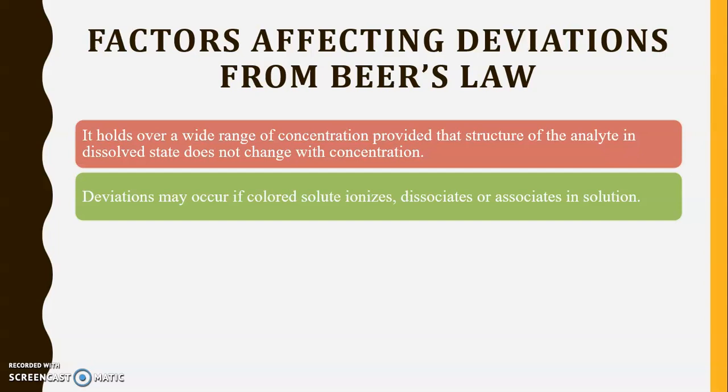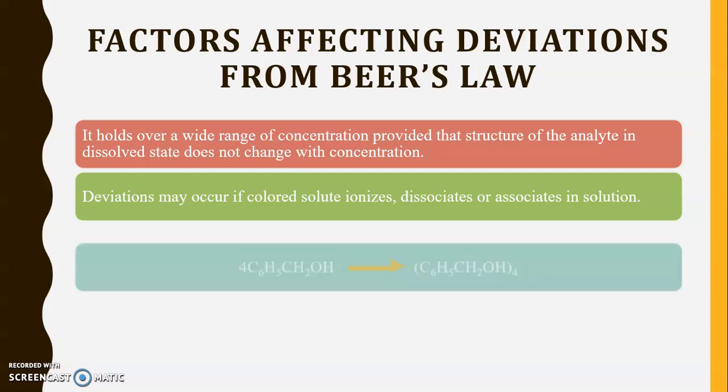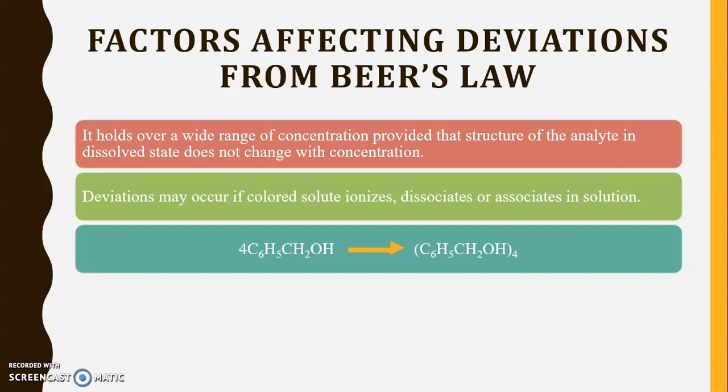For example, we will consider benzyl alcohol. Benzyl alcohol in chloroform exists in a polymeric equilibrium. Here you can see this is the monomer. If benzyl alcohol is present alone, it exists in the form of the monomer, and in chloroform it exists in the form of the polymer. Now, when dissociation of this polymer is carried out, what happens? The dissociation of the polymer increases with increasing dilution.